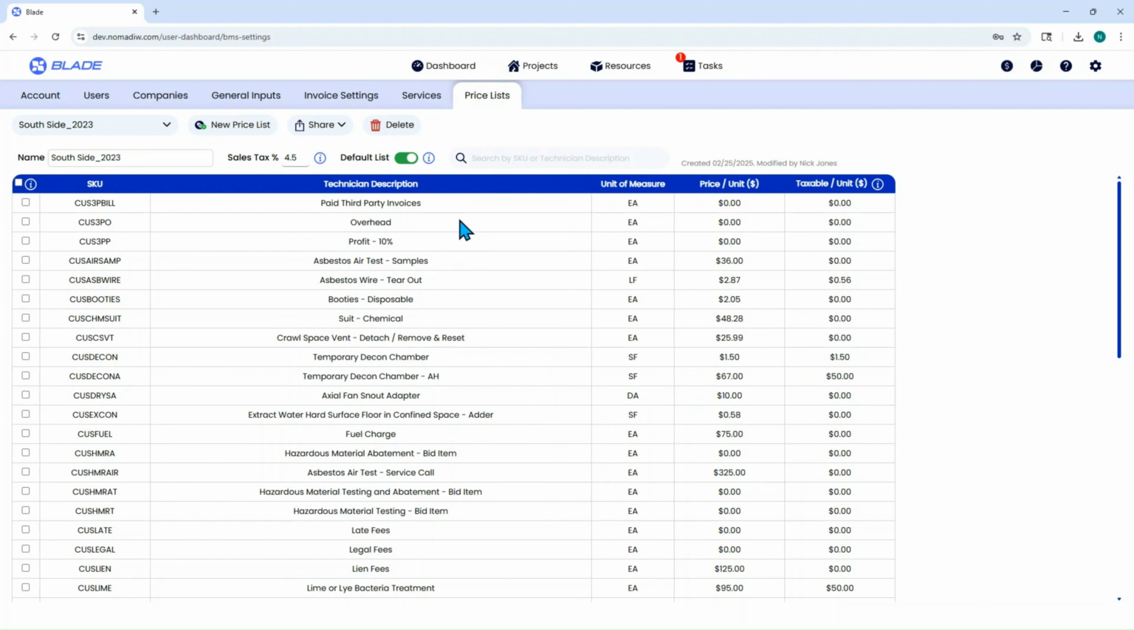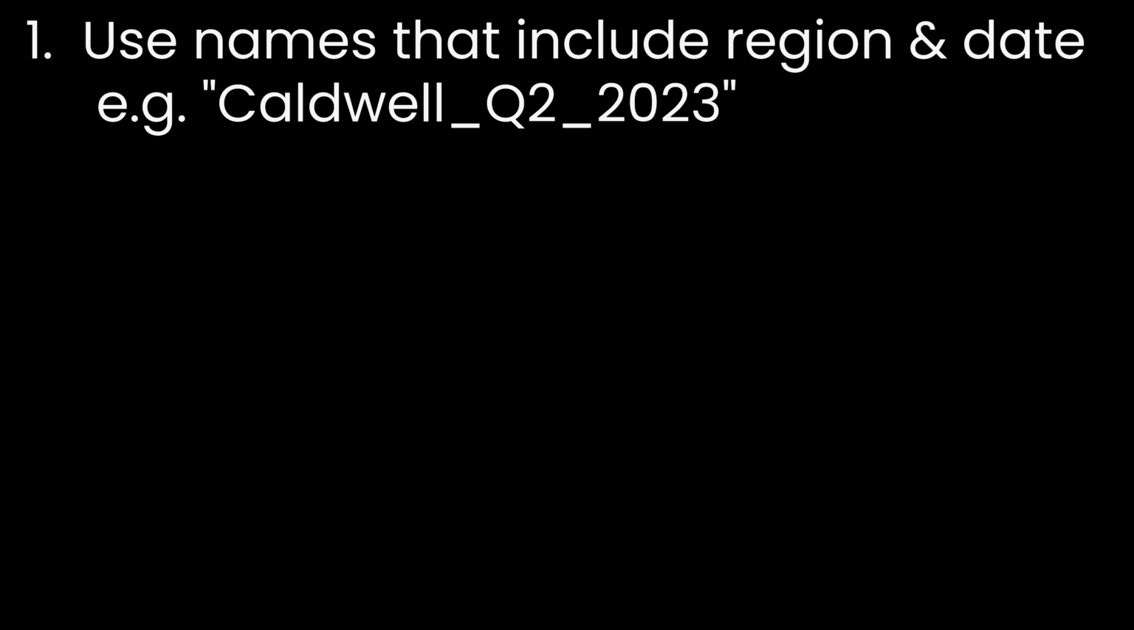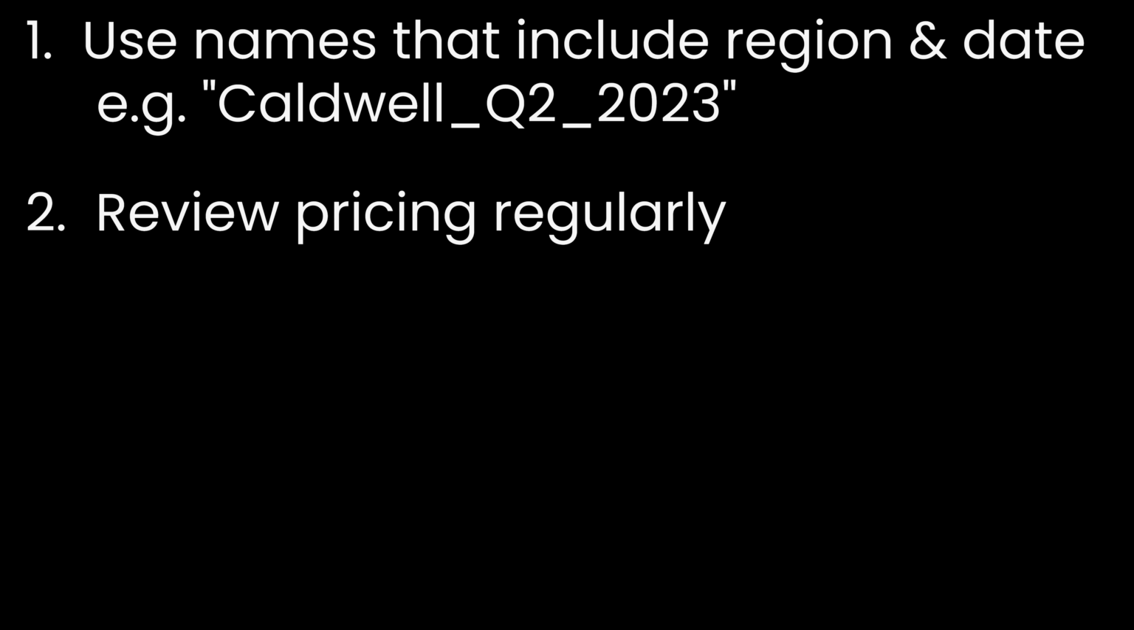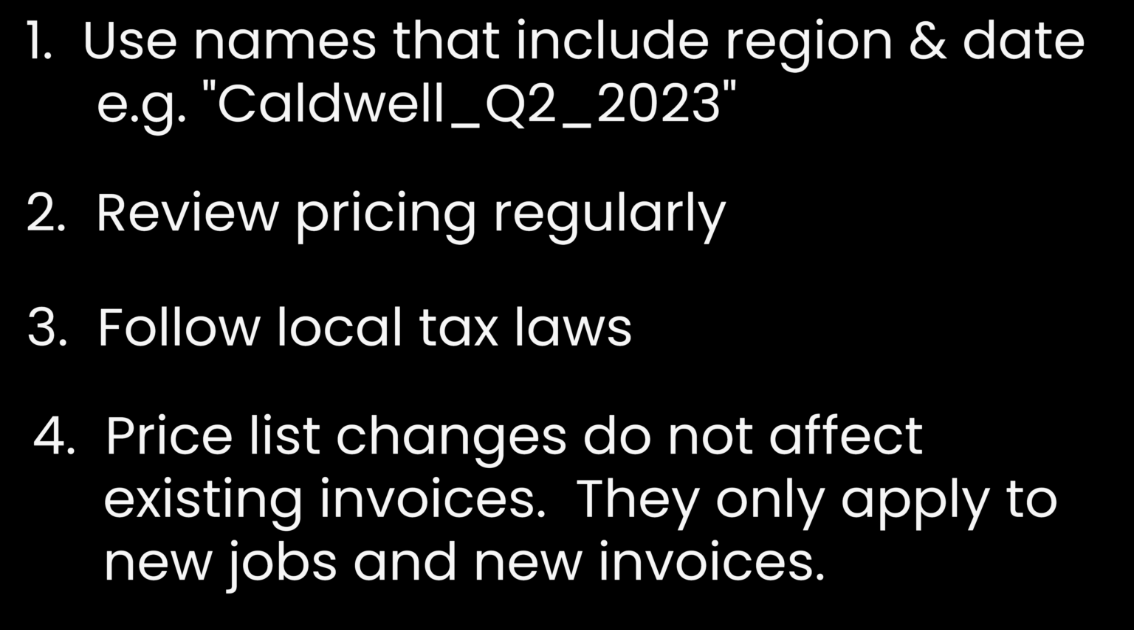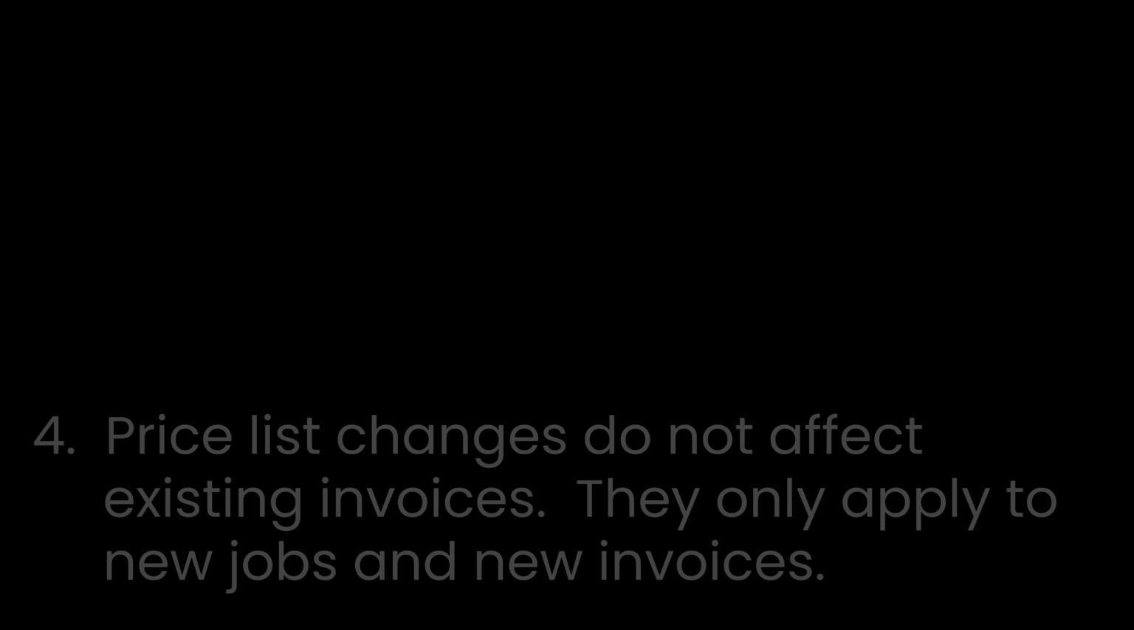Alright, here are a few suggested practices for managing price lists. Use names that include a region and a date. Review material and labor pricing regularly. Make sure your taxable per unit values follow local law where you operate. And remember, price list changes do not affect invoices that have already been created. They only apply to new jobs and new invoices moving forward.